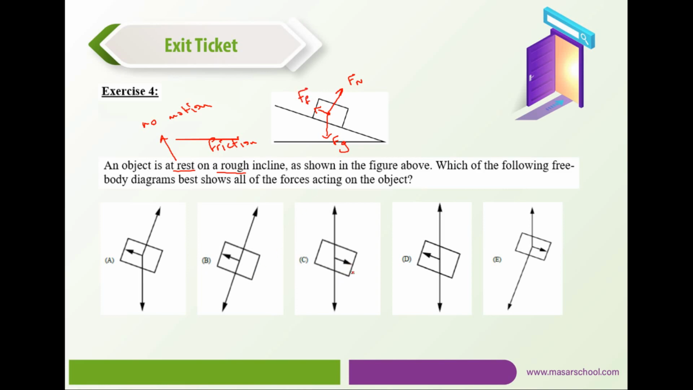This is wrong because the normal push should be perpendicular to the plane. This is also wrong because the normal push is up. We're left with either A or B. We know that the pull of gravity should be down, so this is wrong, and the correct one would be A.